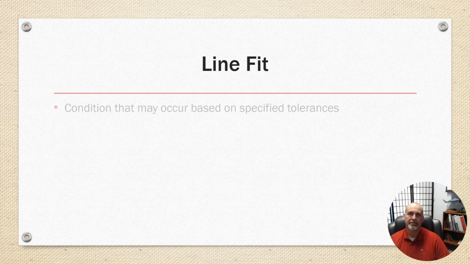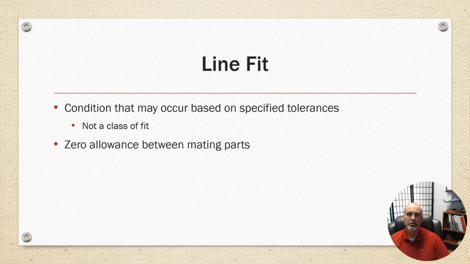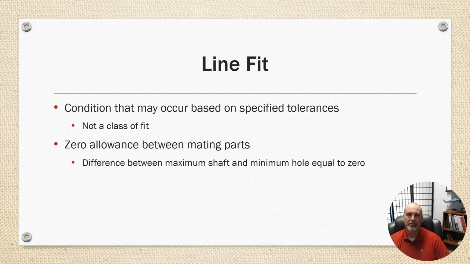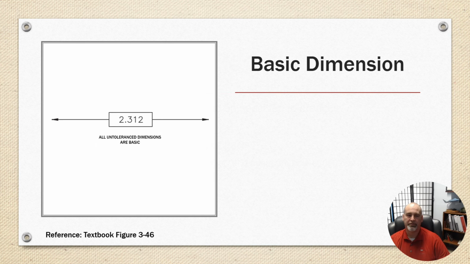A line fit is a condition that may occur based on specific tolerances. It's not a class of fit, but zero allowance between mating parts. When the difference between the maximum shaft and minimum hole equals 0, that would be an example of a line fit, or line-to-line fit.